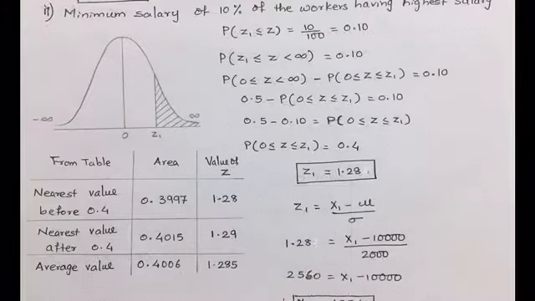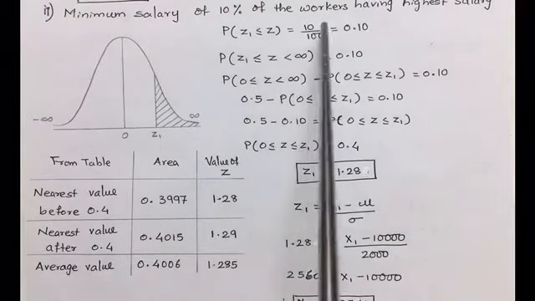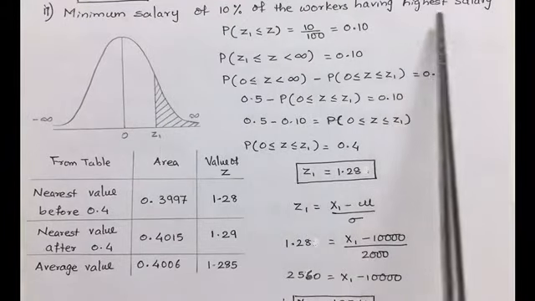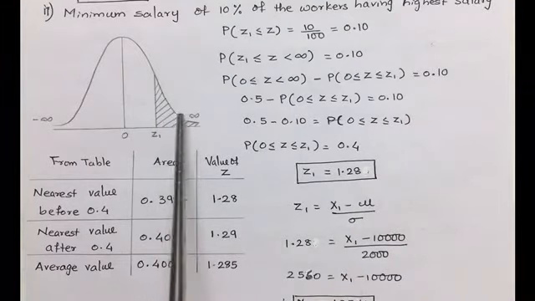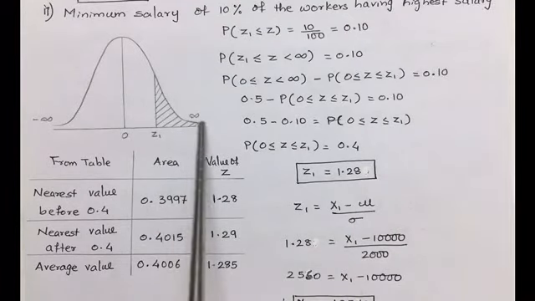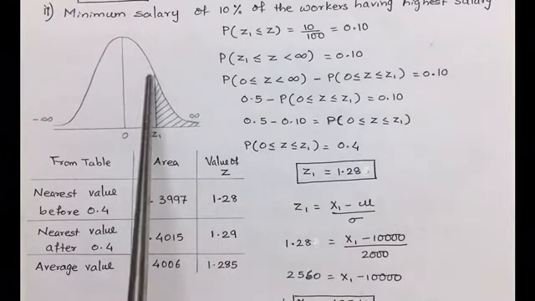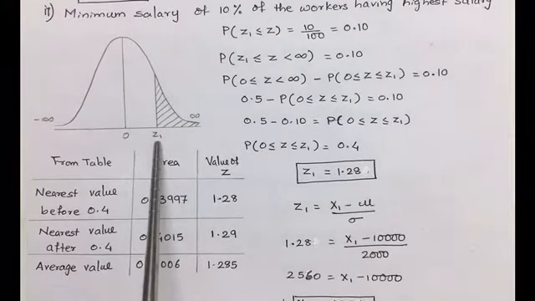Now taking up the second part of question number 4, minimum salary of 10% of the workers having highest salary. Now highest salary workers are towards the positive side. Their minimum salary is to be calculated.